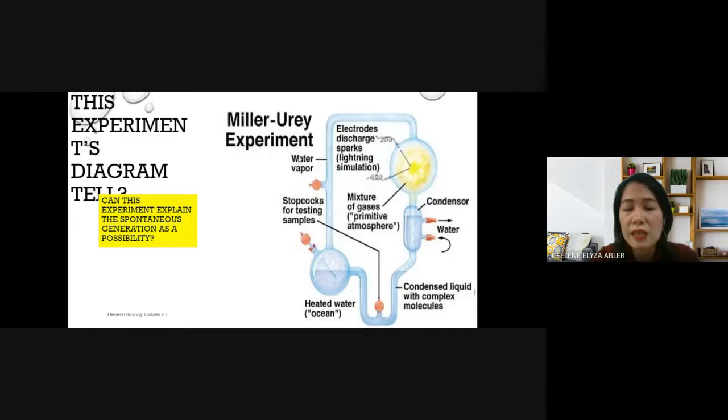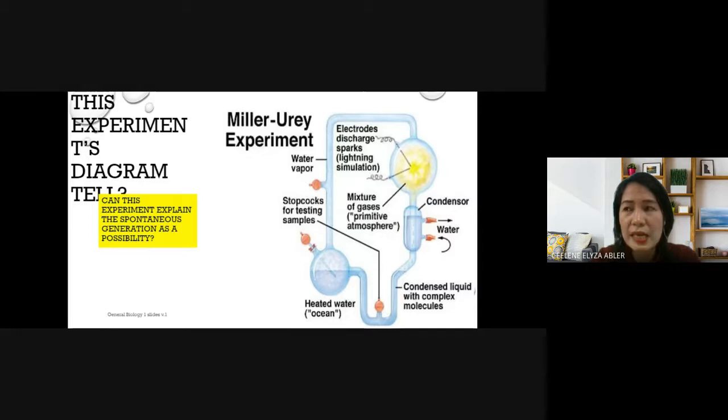They also have sparks that can introduce light energy, something that can resemble lightning. So those are the primitive atmosphere. Why is it called a primitive atmosphere? Because the Earth is believed to be just like Venus is now.